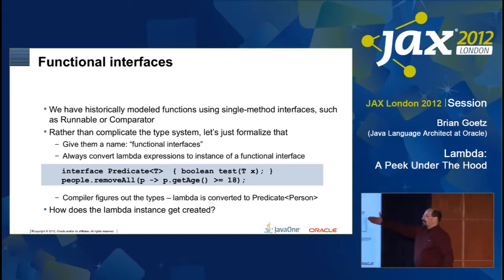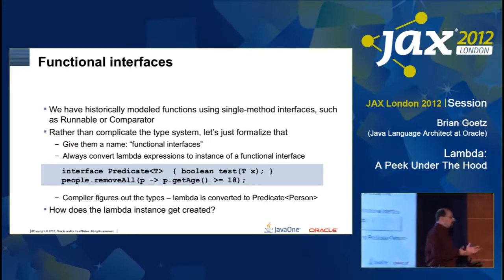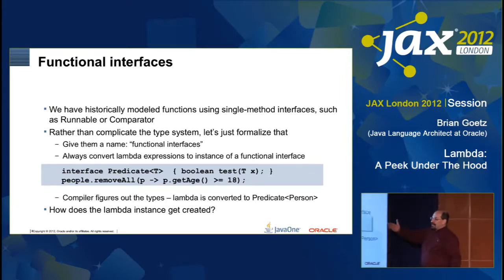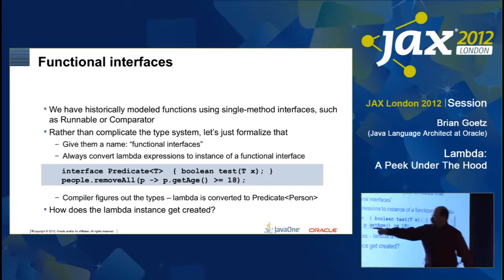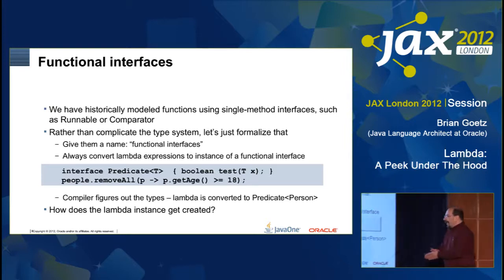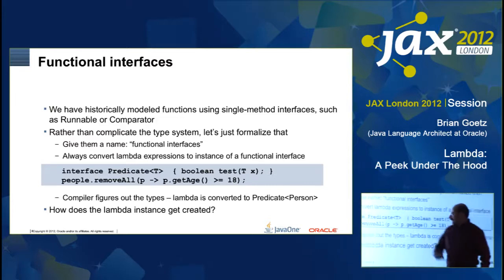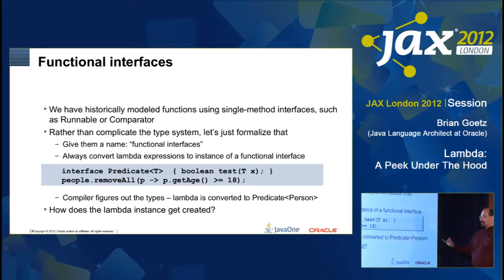So here's an example of a functional interface. Predicate of T takes a T, returns a Boolean. So you can think of this as isomorphic to function from T to Boolean. And then we have this new method in Collection, removeAll, that takes a Predicate of T. And so we can say people.removeAll(p -> p.getAge() >= 18). And the compiler figures out the types, the compiler figures out that p is a Person here, and then the lambda is converted to a Predicate of Person.